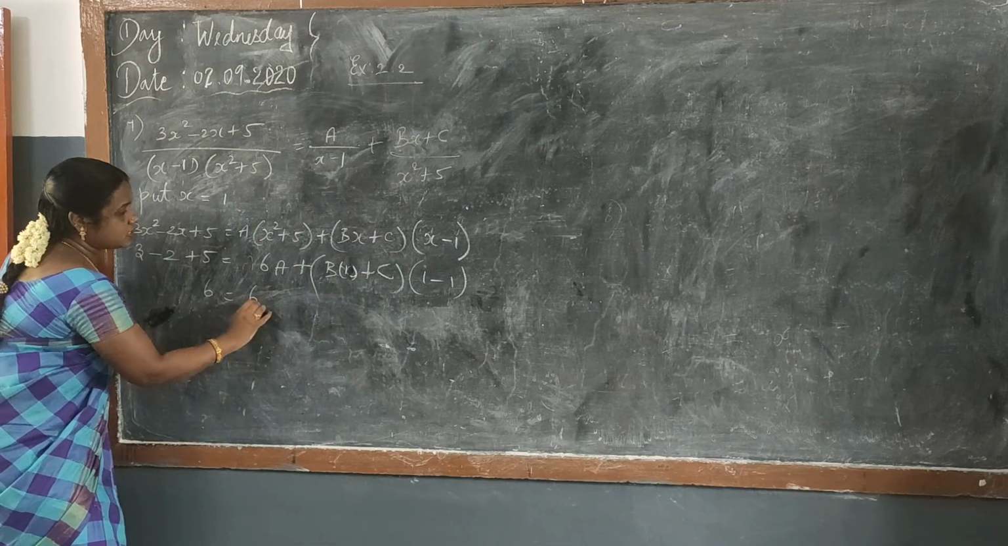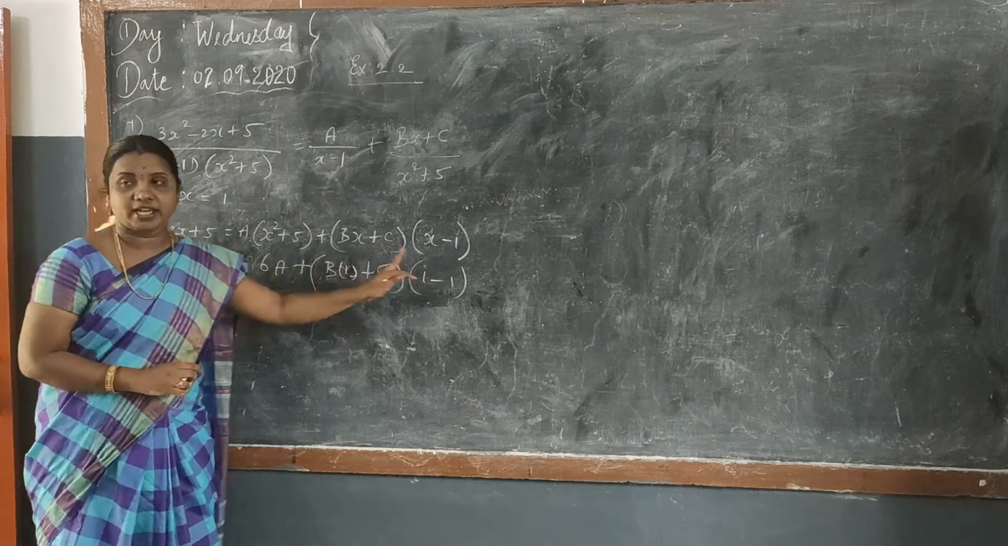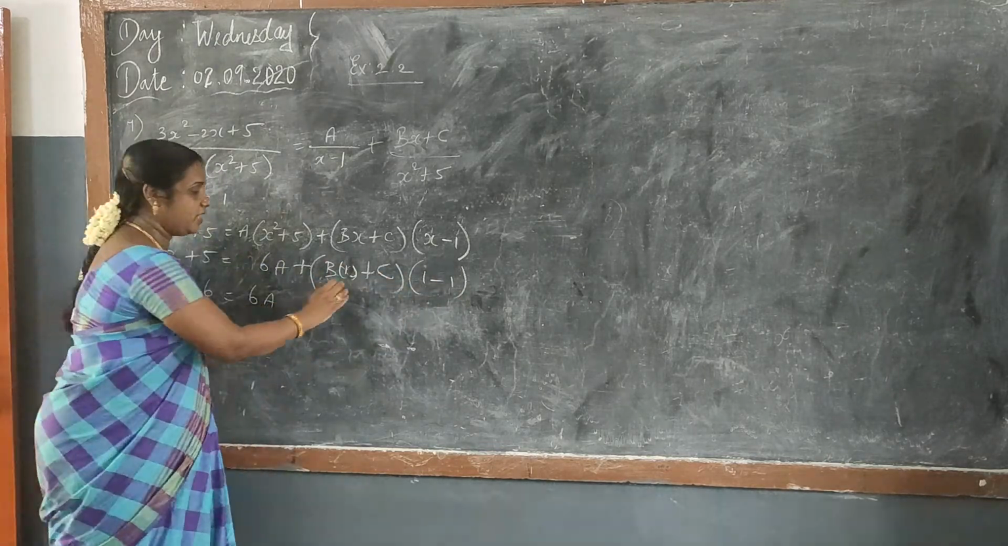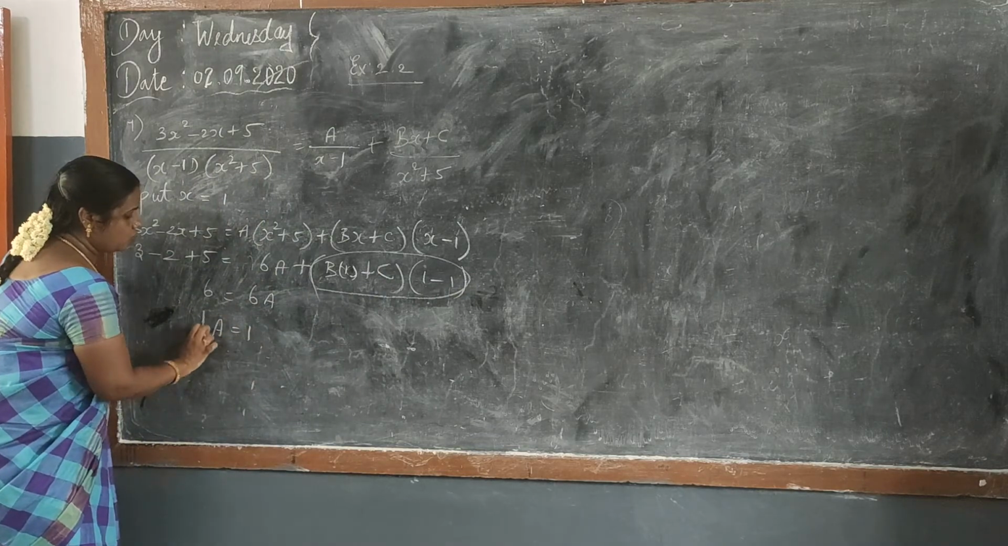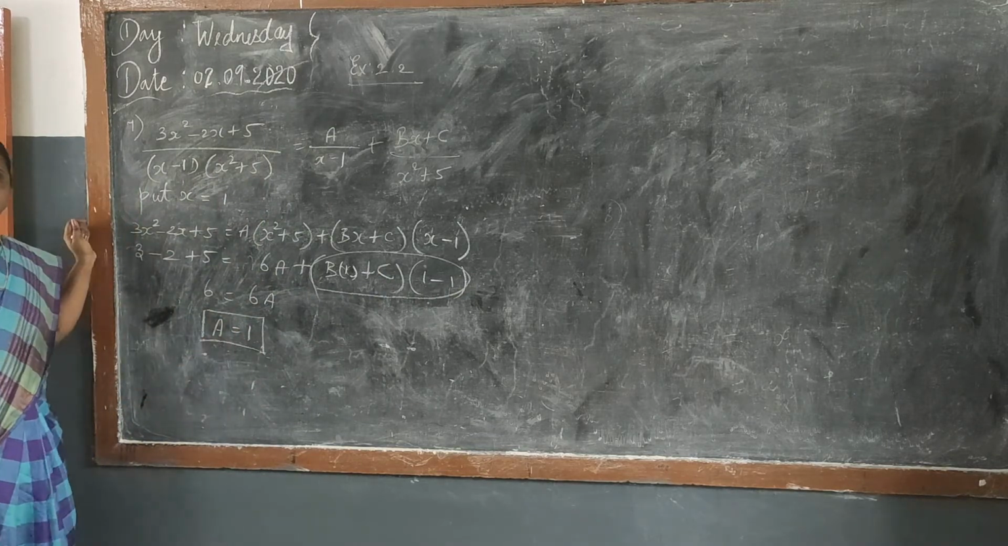6 is equal to 6a. If I put 1 here, this entire term will become 0, because I do 1 minus 1 and the term will have 0. So a is equal to 1. Like this, you have to find b and c.